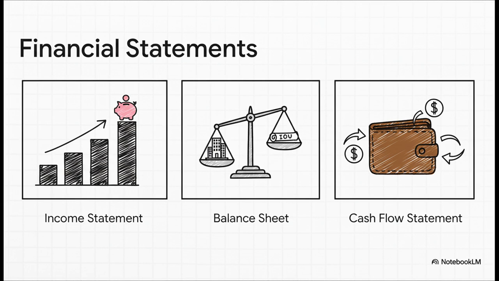The balance sheet gives you a snapshot at a single point in time, answering what does the company own and what does it owe? And finally, the cash flow statement tells you exactly where your cash came from and where it went. Together, these three documents provide a truly comprehensive view of the business.